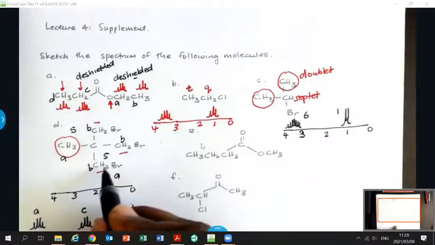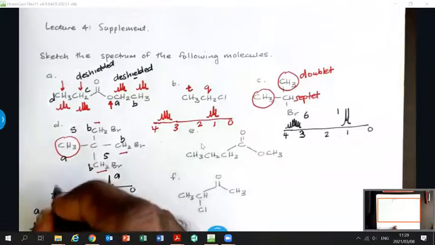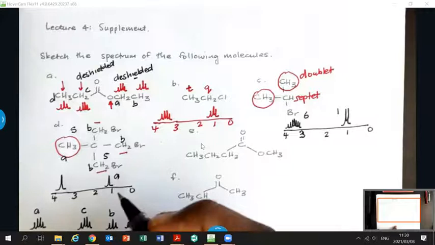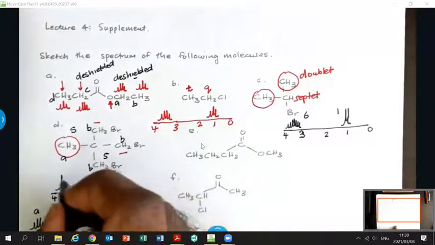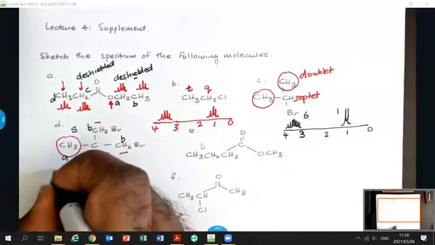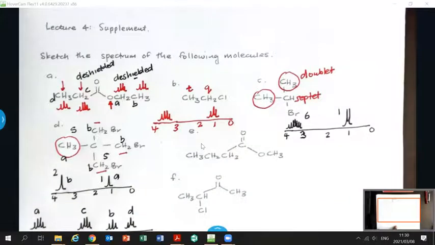But this CH2 group here is directly bonded to the carbon where the bromine is on, right? So these hydrogens here are bonded to a carbon where the bromine is on. So that singlet is going to be between 3 and 4, and that singlet is going to be B. And the integration here, as I said, is going to be 2:1 or 6:3.